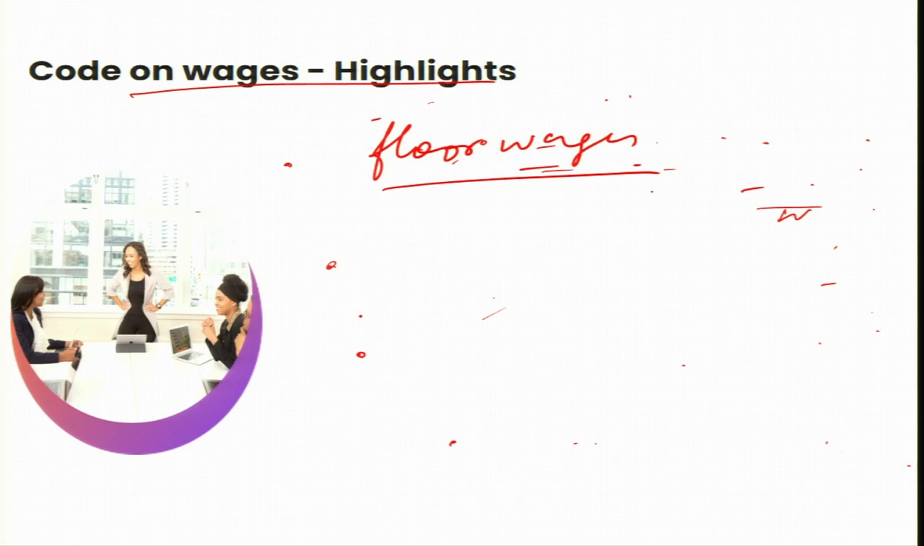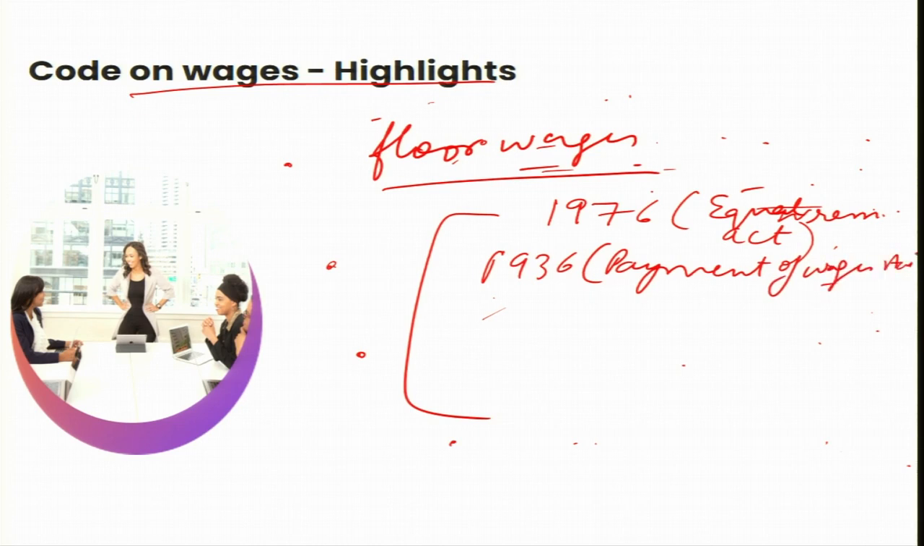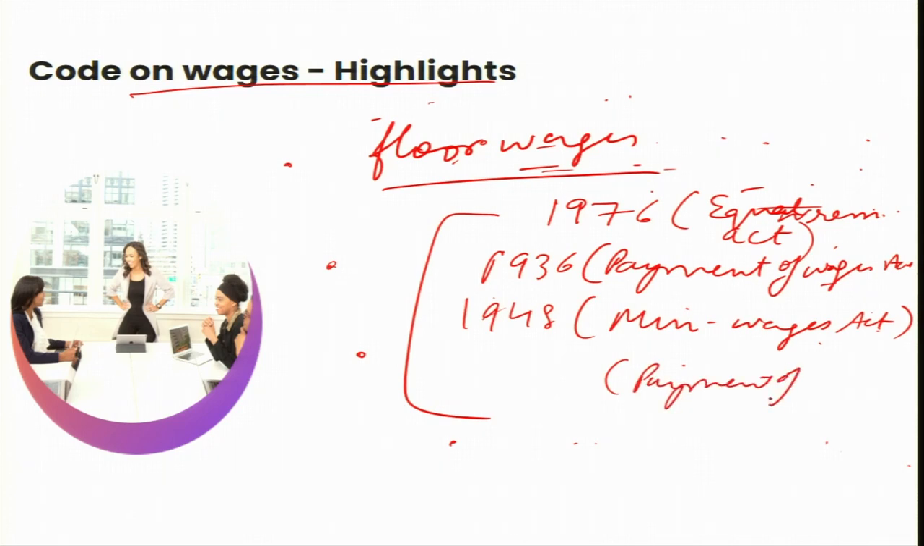Then there's a separate chapter about payment of wages, the fixation of wages, the time limits, the deductions which are supposed to be made from the employees' salaries, particularly pertaining to the wages. So, it's basically the amalgamation of four laws as I mentioned. The very first is the Equal Remuneration Act 1976. Then the Payment of Wages Act 1936. Then the Minimum Wages Act 1948 and the Payment of Bonus Act 1965.